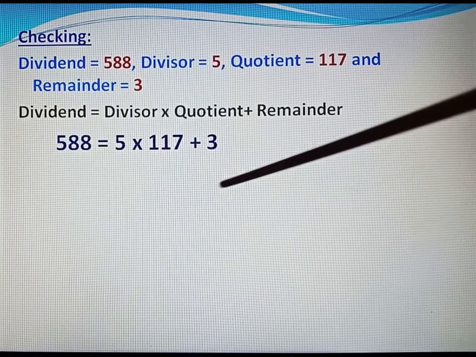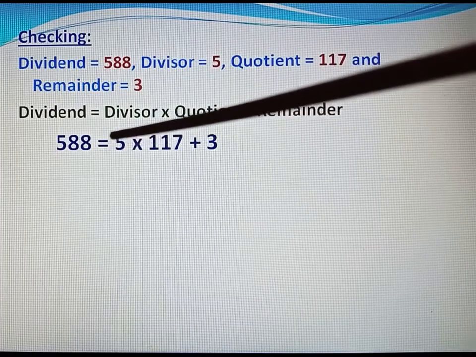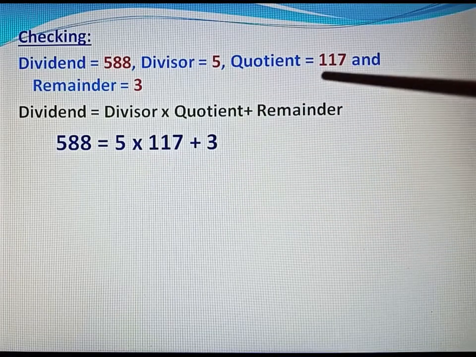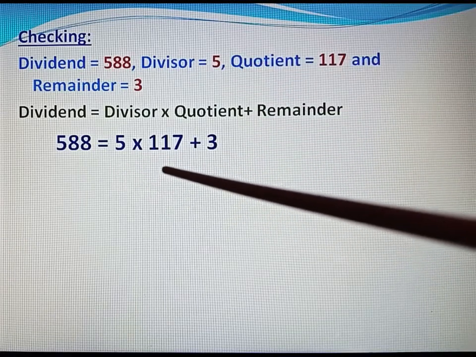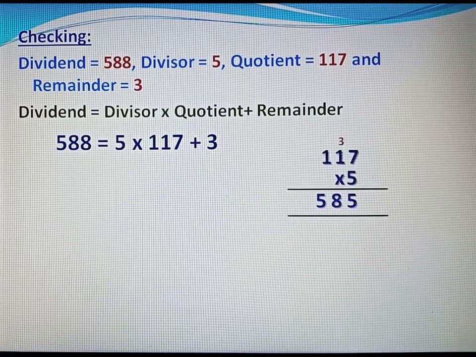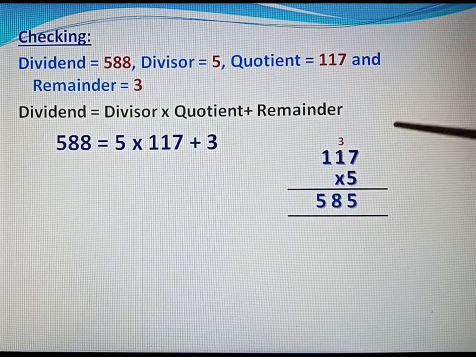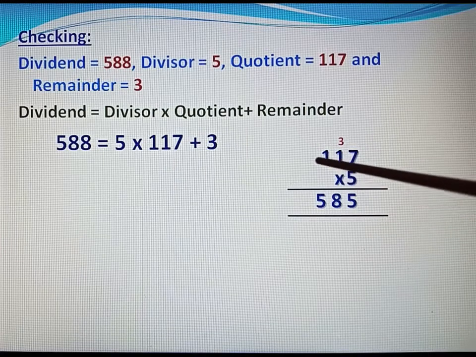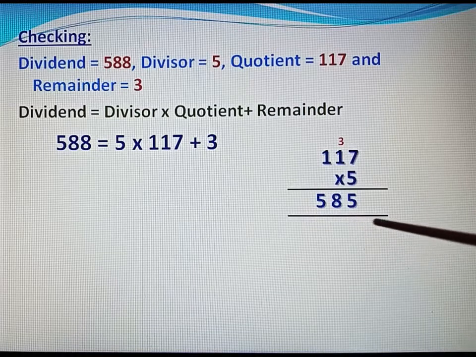Then we will write formula. Dividend equal divisor multiply quotient plus remainder. Dividend 588 equal divisor 5 multiply quotient 117 plus remainder 3. Here first we will multiply 117 by 5. See, 5 7 ja 35, 5 3 carry, 5 1 ja 5 plus 3 8, 5 1 ja 5. 117 multiply 5 equal 585.